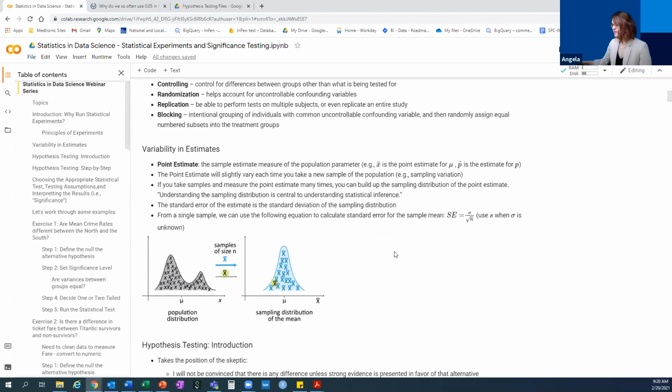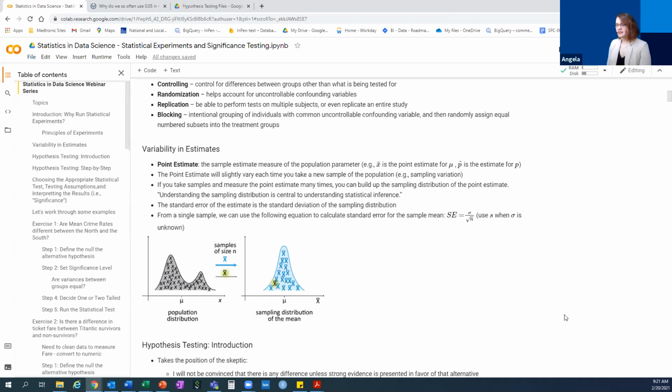All right, so getting more into some of the principles of statistics that will lead into hypothesis testing, we'll talk about the variability in estimates. So the key word for today, I think, is the point estimate. This is the sample estimate that is the measure of the population parameter. So it's your way of saying, here is my representation of a broader truth in a particular measure. So for example, you may have seen the notation X bar, which is the point estimate for mu, or the population mean, or you may have seen P hat, which is the point estimate for P, or the population parameter for proportion.